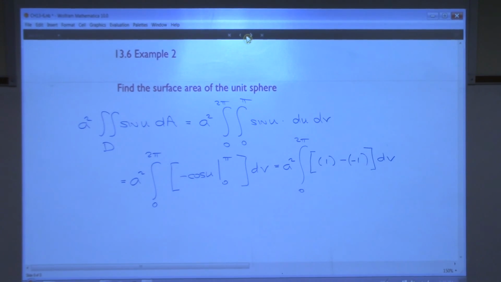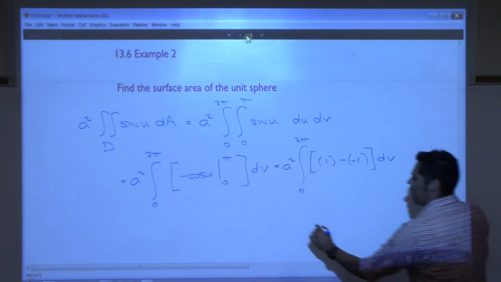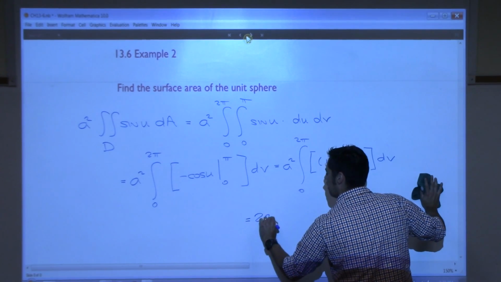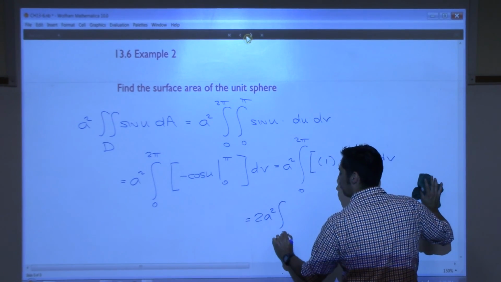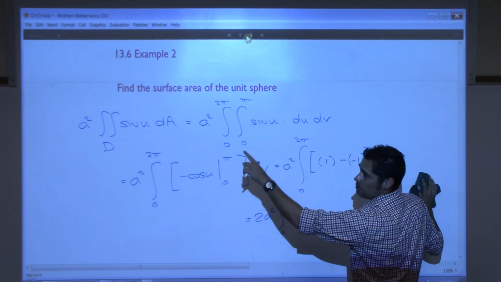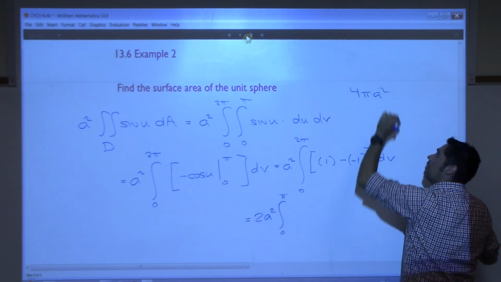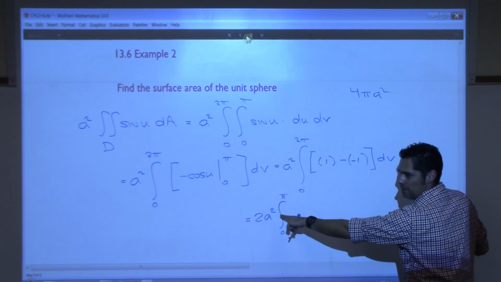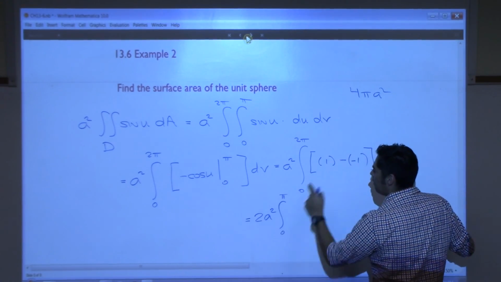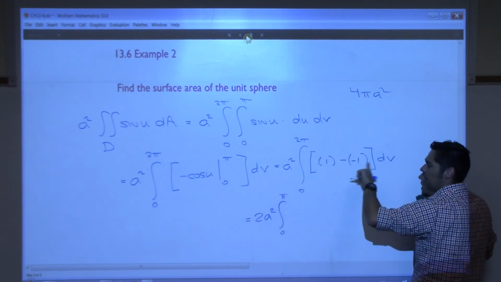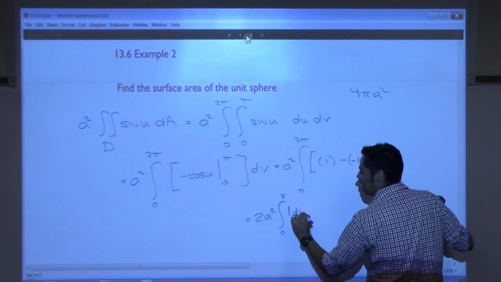So that's really a 2, right? So you've got a 2 comes out, 2a squared. It's looking promising, isn't it? Remember what we were trying to get to? That's encouraging. I'm integrating, I pulled the 2 out, I pulled the a squared out. This is just really like a 1 dv, right?